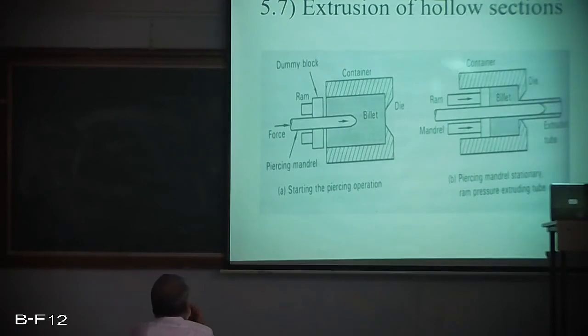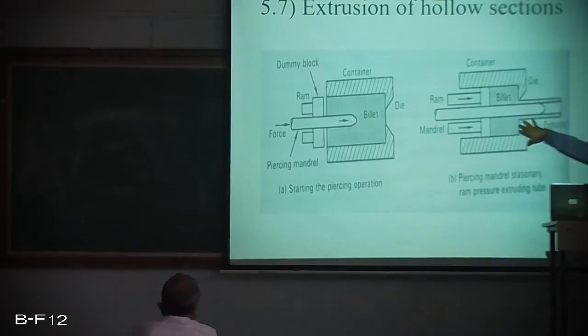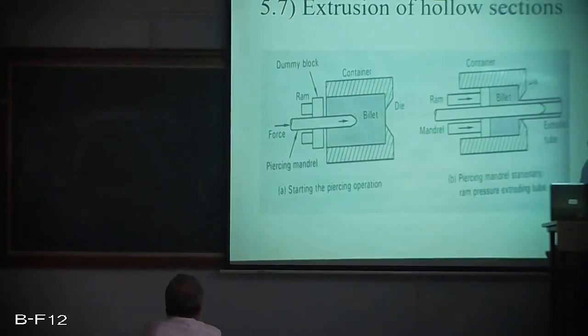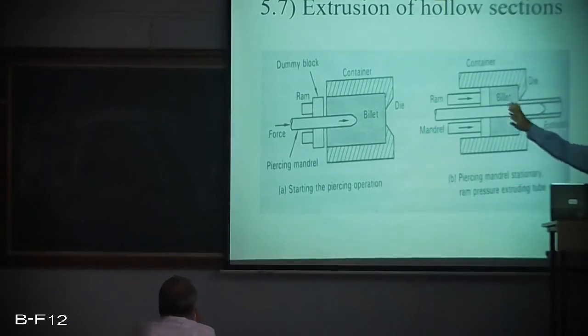So for the extrusion of hollow sections, you can see over here we have the piercing operation. So we have the billet. Okay, we'll discuss this. But extrusion is the best method for making seamless tubes or seamless pipes.